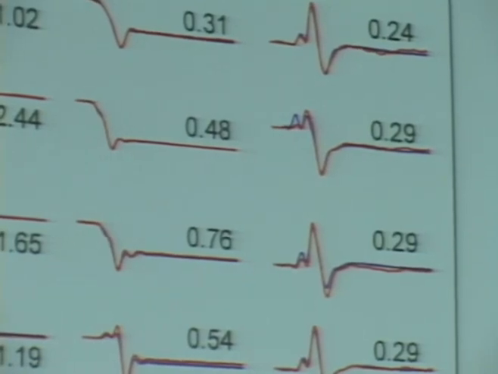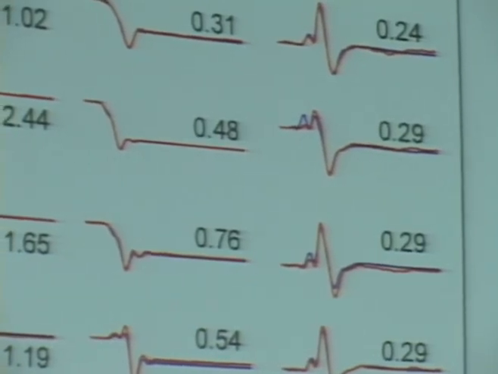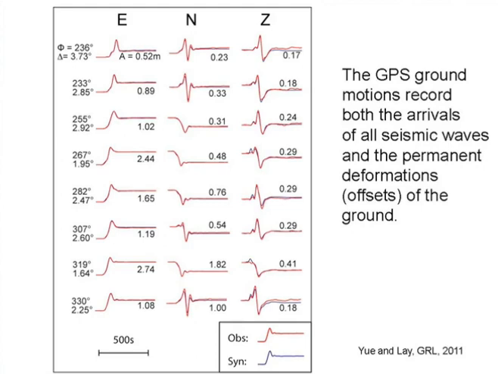So we have a whole new tool to analyze the earthquake faulting, which is the GPS recordings, and it captures not just the transient seismic waves that are causing the time varying behavior, but also the permanent static deformation from the total faulting.